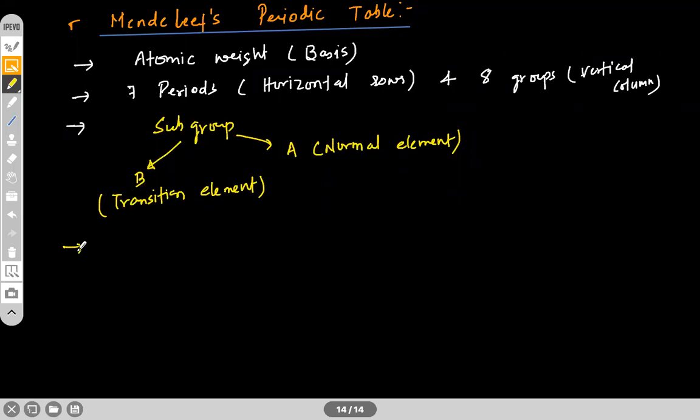See why these facts are important: sometimes, especially for Mendeleev, they'll ask you which statement is correct with respect to the Mendeleev periodic table. So you should have this information. That's why I'm dictating this. Next, write down, the 8th group consisted of 9 elements.